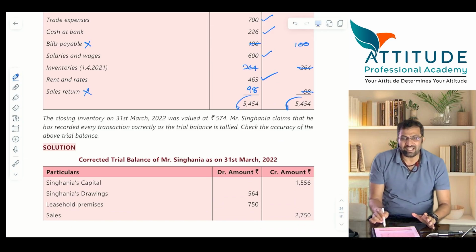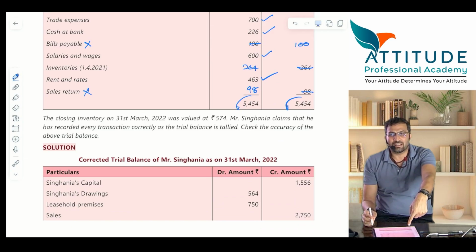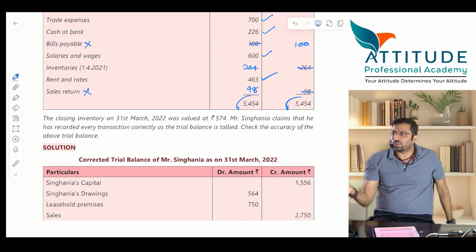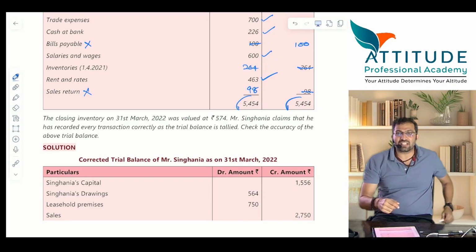Anyway, the closing inventory entry has not been passed yet. Now tell me, in the basic class which I have already told you, if closing stock appears in the trial balance, it means that it is adjusted with purchases. Very good, it is adjusted with purchases.